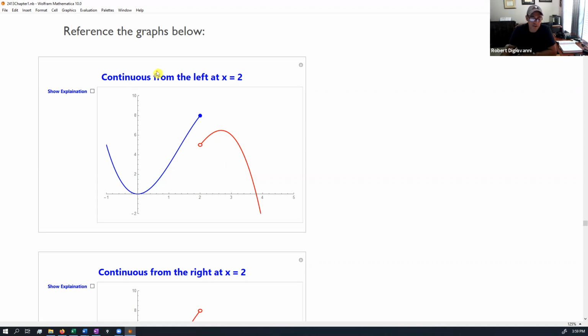This would be an example of what's called left continuity. You are continuous from the left, but from the right, you're not. And it's because that dot is not down here. If I simply move that dot down here and get rid of it up here, now this would be right continuous and not left continuous.